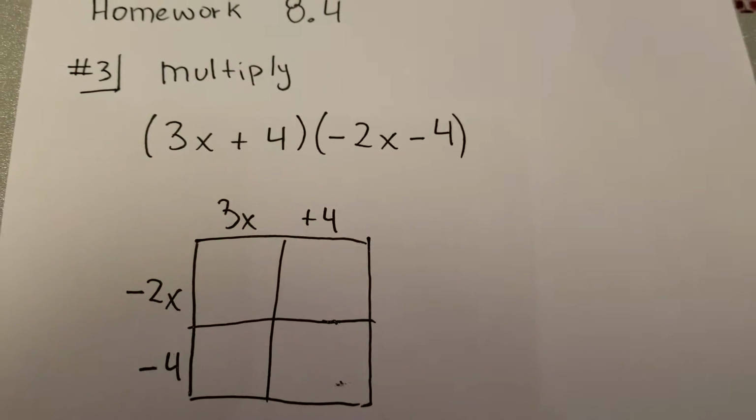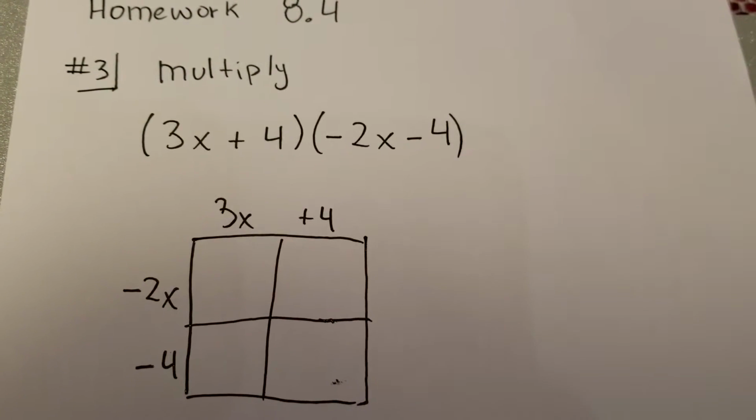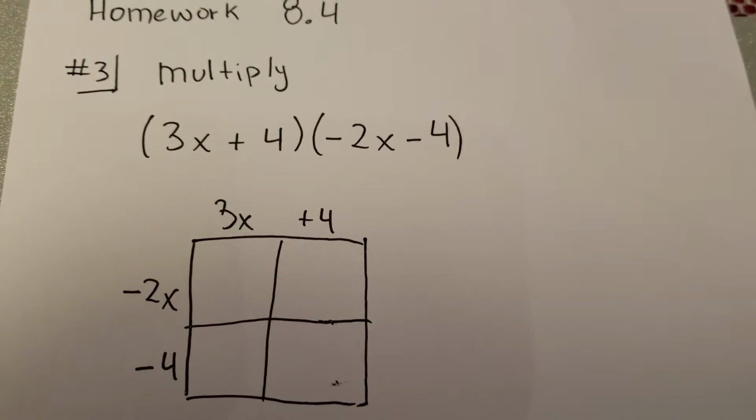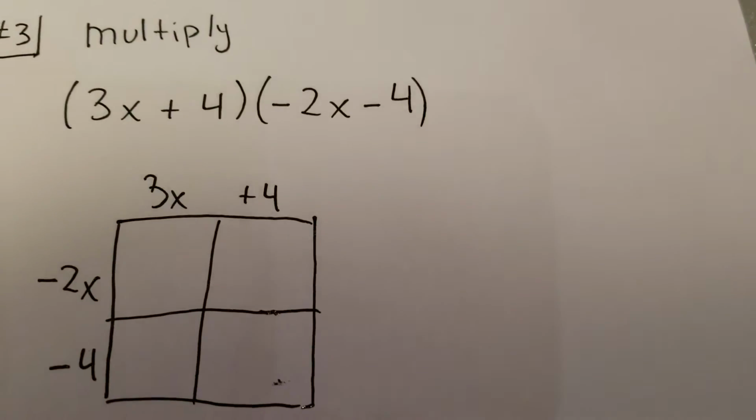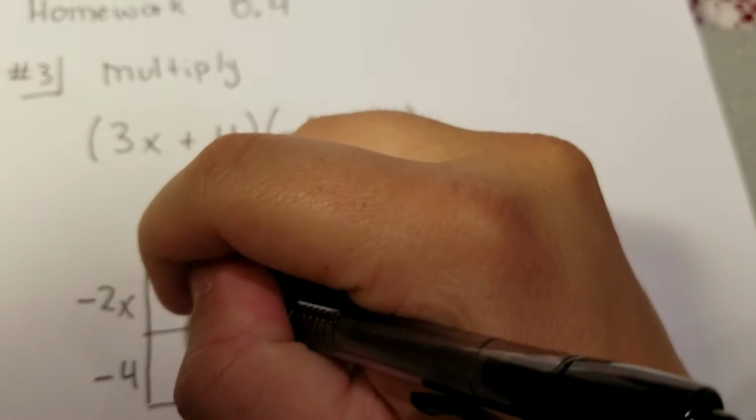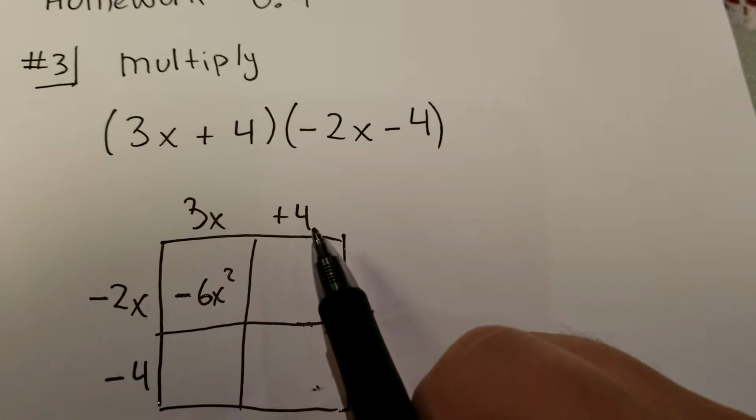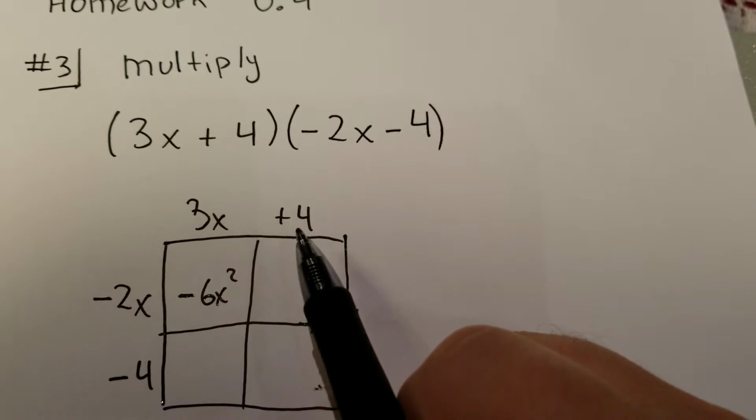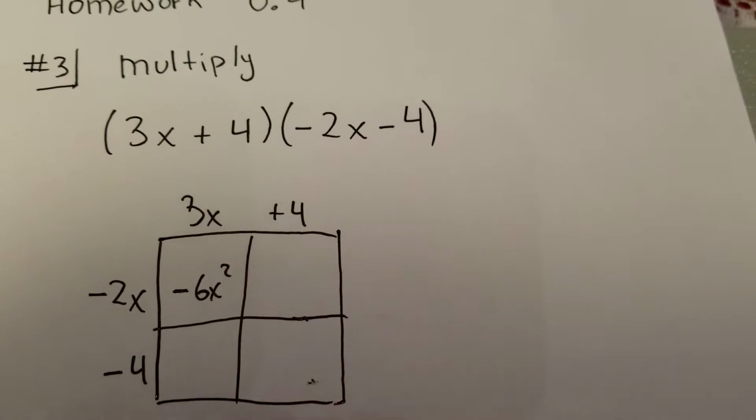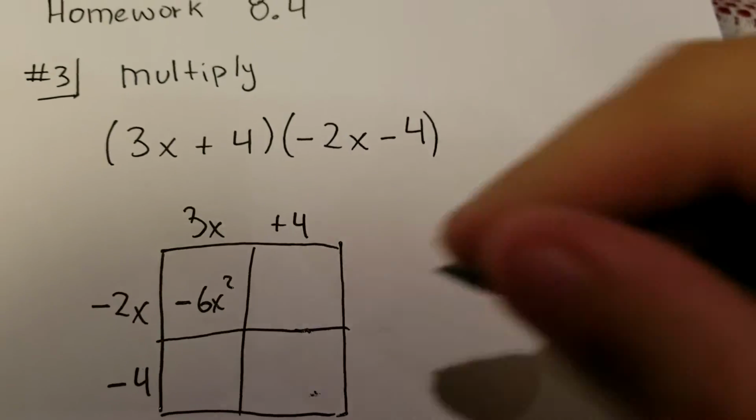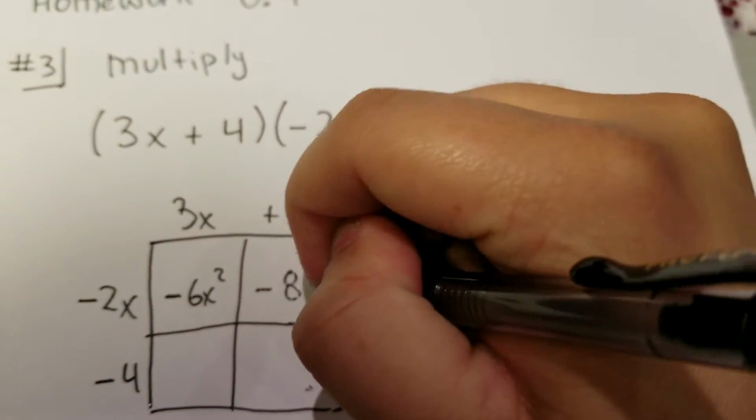All right, now we have 3 times a negative 2x. Well, 3 times a negative 2 is indeed a negative 6. x times x is x squared. So we have a negative 6x squared. Go straight across. We have a negative 2x times a positive 4. Negative 2 times a positive 4 is indeed a negative 8. There's an x, so it's negative 8x.